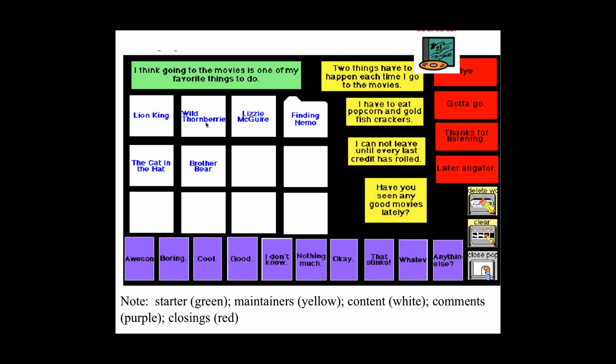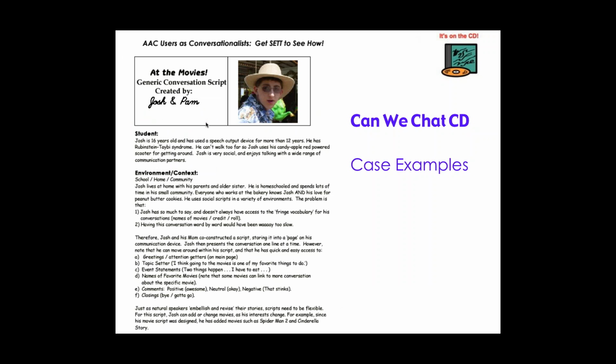What would change about them would be the purple ones were always the same, the red ones were always the same on all of his social scripts, but it would be several different maintainers and a different starter, and the content would be different. And you can read more about that in the case example about Josh going to the movies.